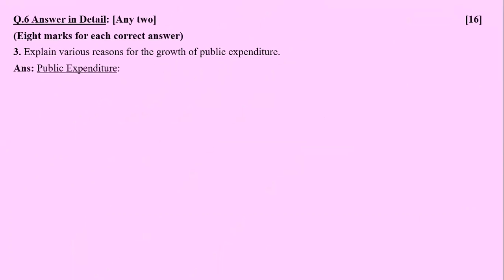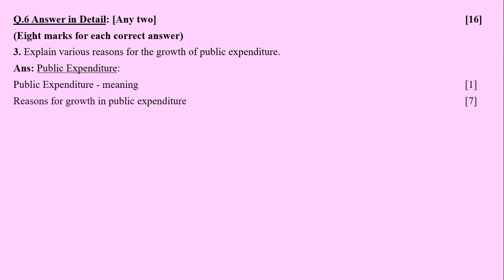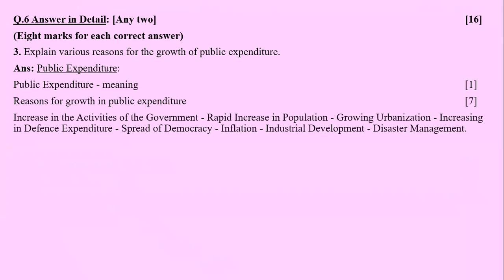Now question number 3. Explain various reasons for the growth of public expenditure. Now see the points here. You have to mention first meaning of public expenditure, 1 mark, and reasons for growth in public expenditure. So see the headings. Increase in the activities of the government, then rapid increase in population, growing urbanization, increase in defense expenditure, spread of democracy, inflation, industrial development and disaster management.